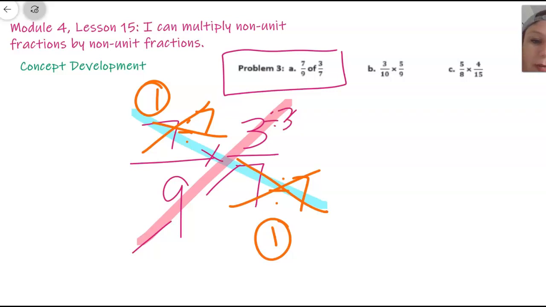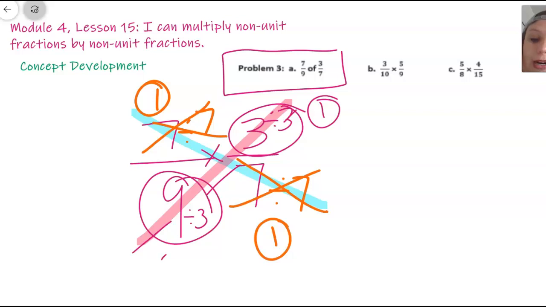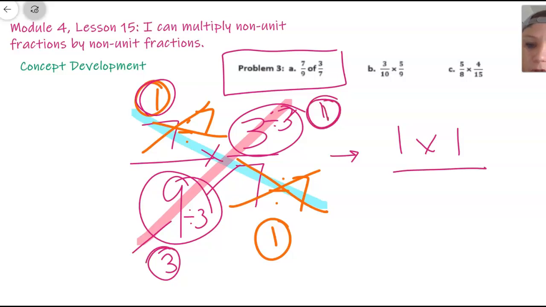Yes. You can divide 3 by 3, and you can divide 9 by 3. 3 goes into 3 one time. That's our new numerator on that fraction, and 3 goes into 9 3 times. That's our new denominator on this side. So to clean this up so you can see it more, it's your 1 times 1 over, because here's the other one, over your 3 times, and then this is the other one, 1.